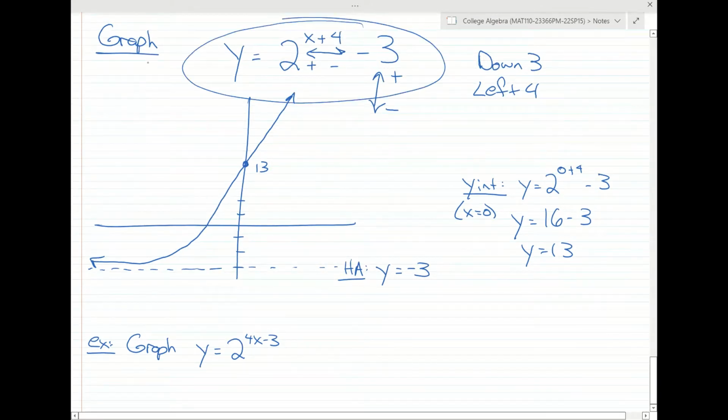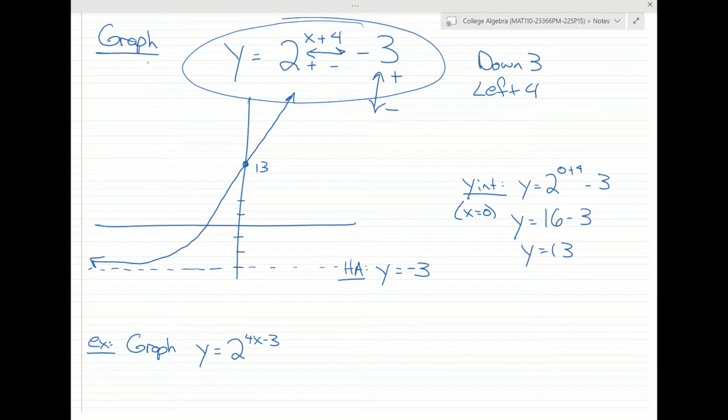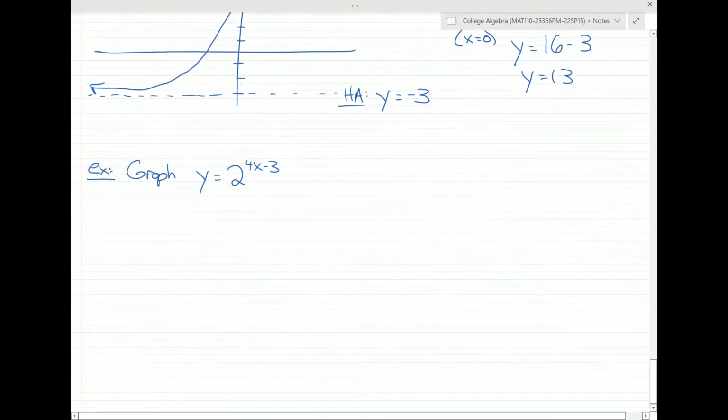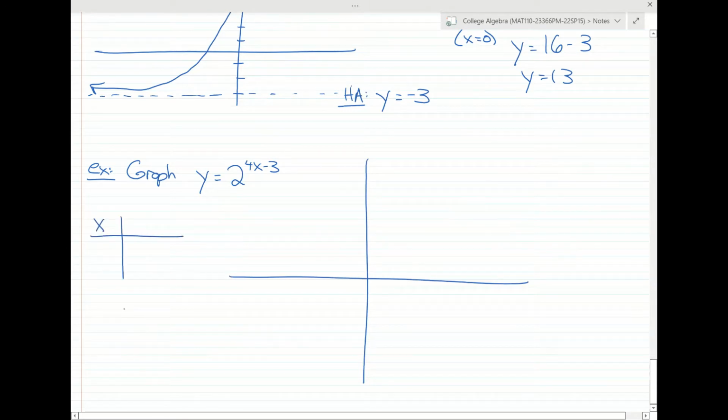You can make a table to check your answer, but it also behooves you to know the rules if we're going left, right, up, or down. Okay? So let's just pretend. We'll make a table, connect the dots and see what it looks like. So we'll make a table for x values and a table for y values. This graph is not going up or down, so we know the horizontal asymptote is definitely 0.